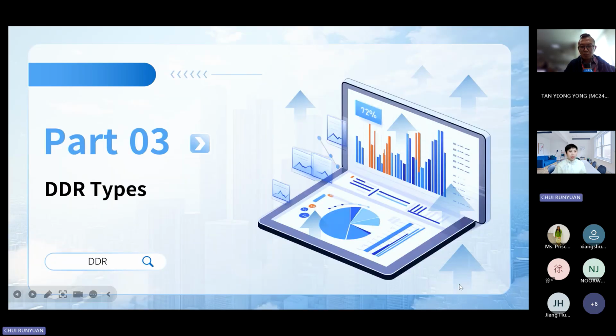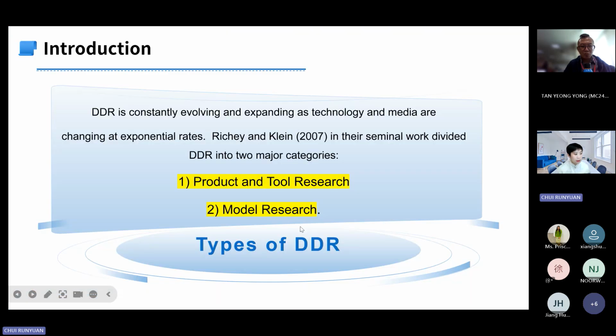Part 3 is about the types of DDR. As we can see, DDR is constantly evolving and expanding as technology and media are changing at exponential rates. Ritchie and Klein, in their seminal work, divided the DDR into two major categories. The first one is product and tool research, and the second one is model research. That is the two types of DDR.